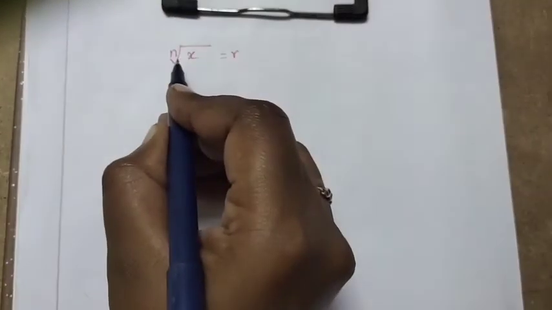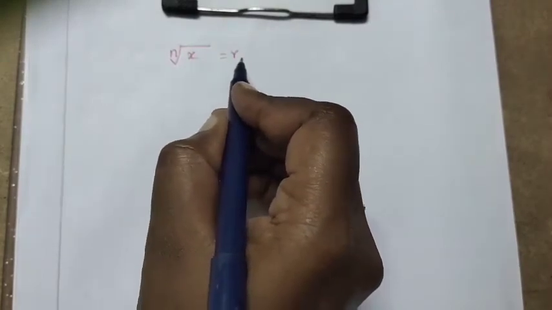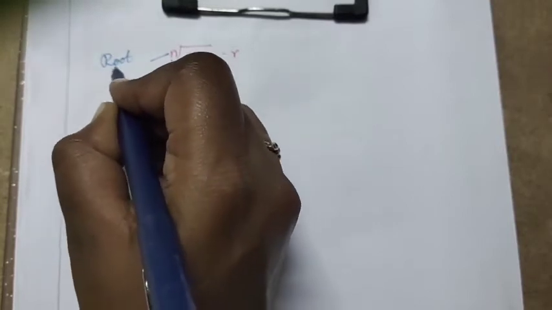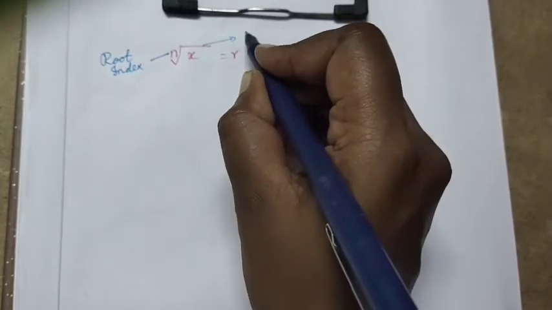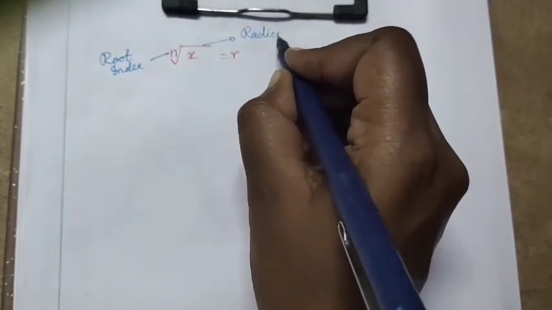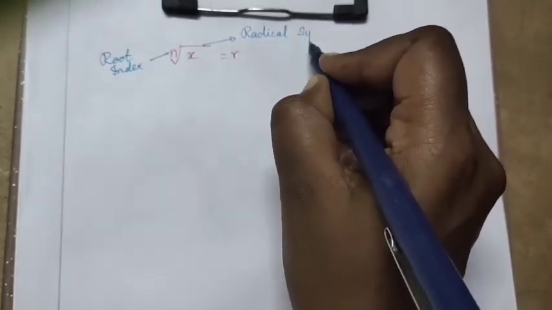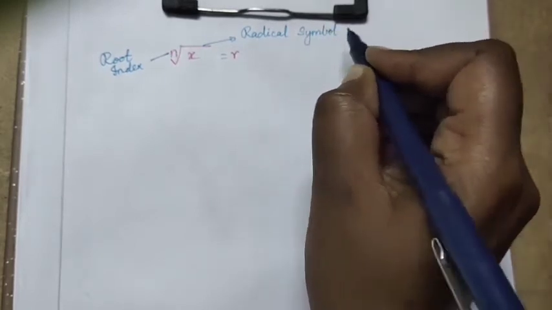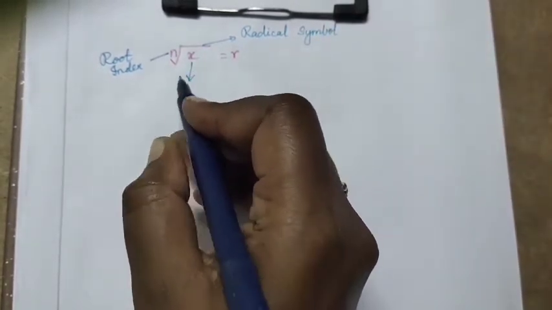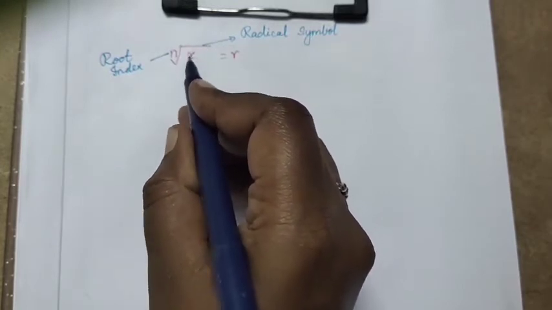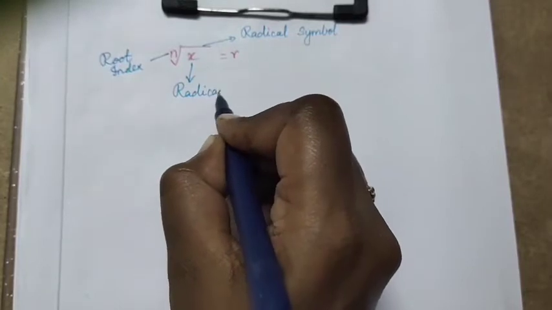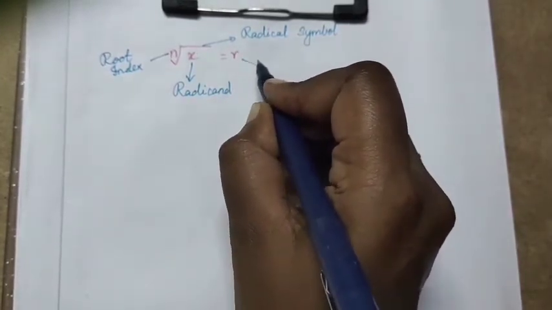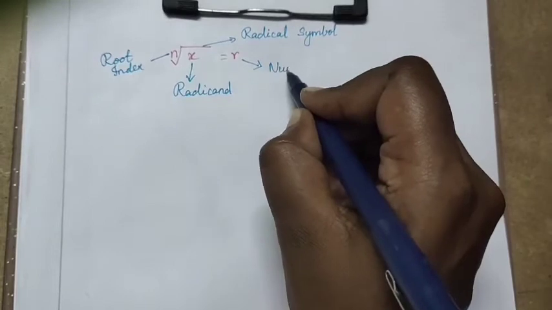Nth root of x is equal to r. Here n is the root index. This symbol is the radical symbol or sign. The number which is under the radical sign is called the radicand. This is the number.